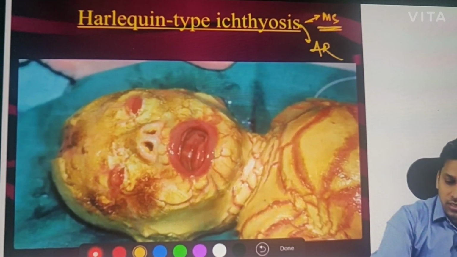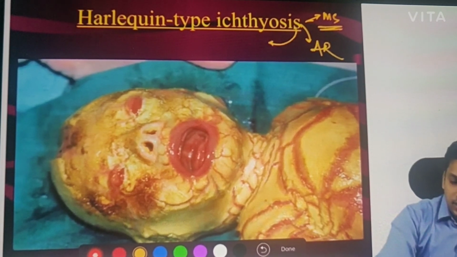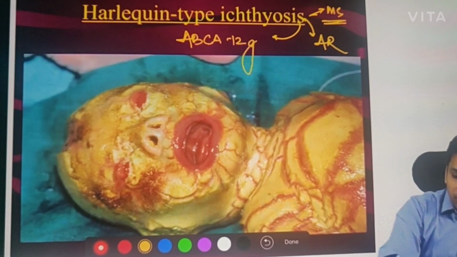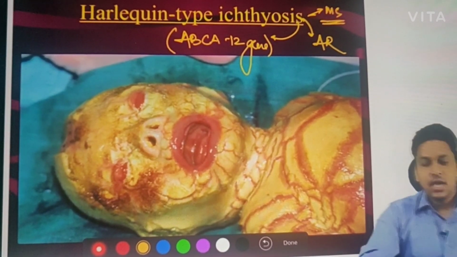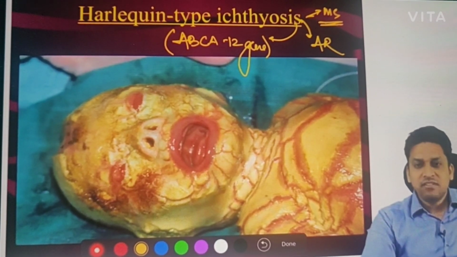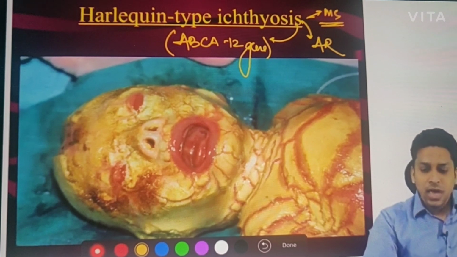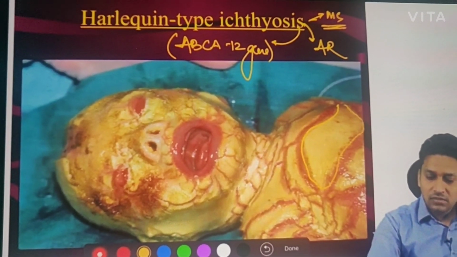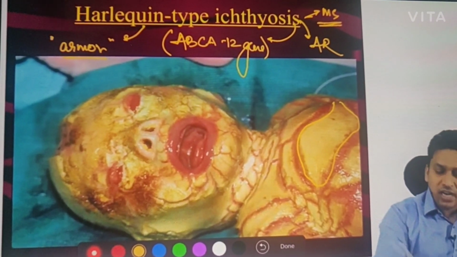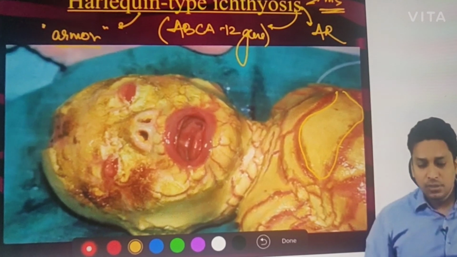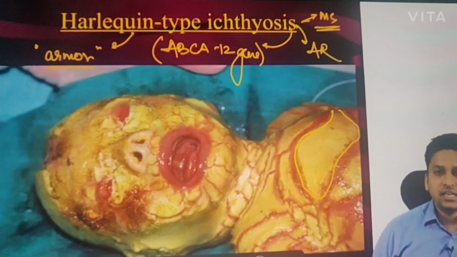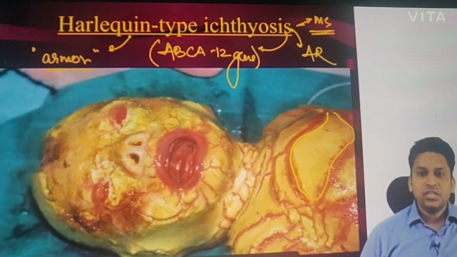This is also autosomal recessive, and here there is a gene defect. The gene involved is ABCA12. Due to this defect you can see that this severe type of ichthyosis develops. Most of these fetuses have a very poor prognosis, they might die in utero, and you can see there are very large scales. These scales are known as armor like scales. It appears as if the child is wearing armor, the protective shield which warriors wear. So armor like scaling is seen. This is due to ABCA12 gene defect.